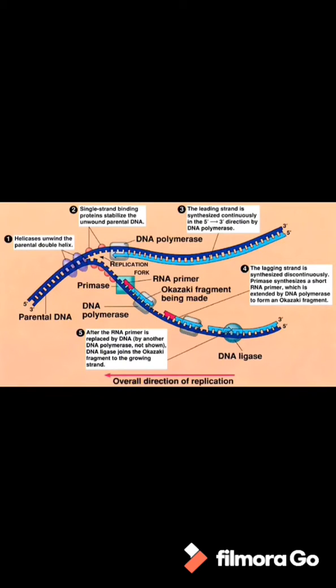Replication must be terminated to produce two daughter DNA molecules and to regulate and coordinate replication with cell division.